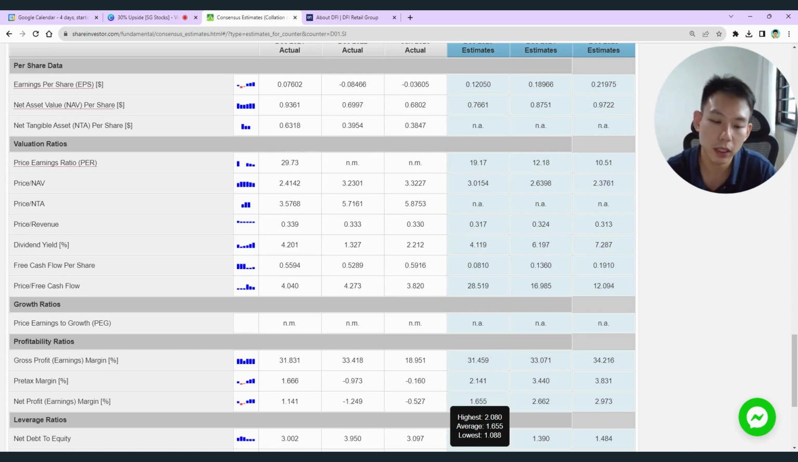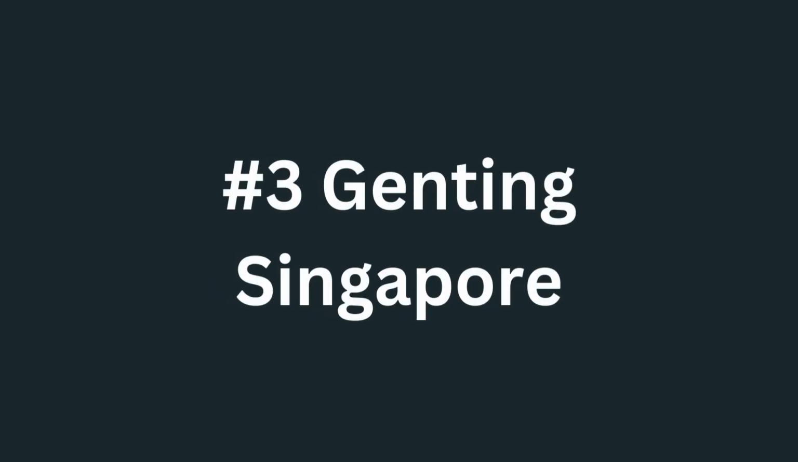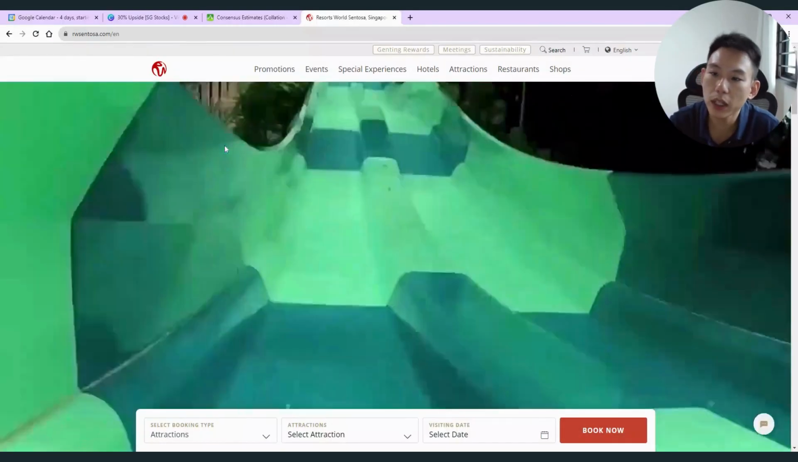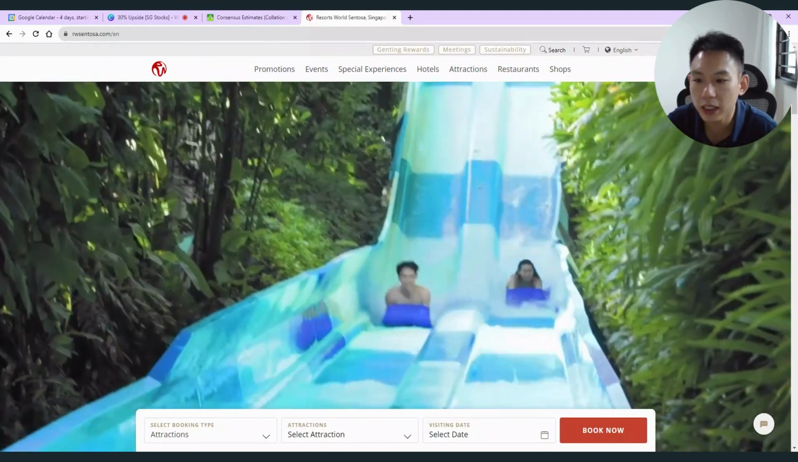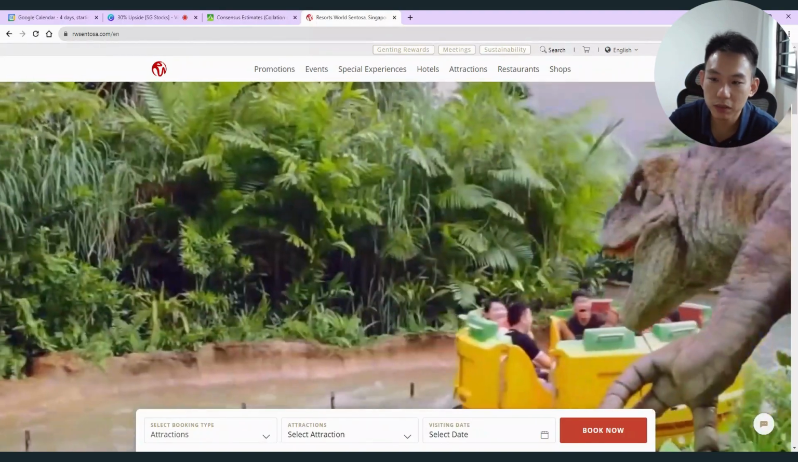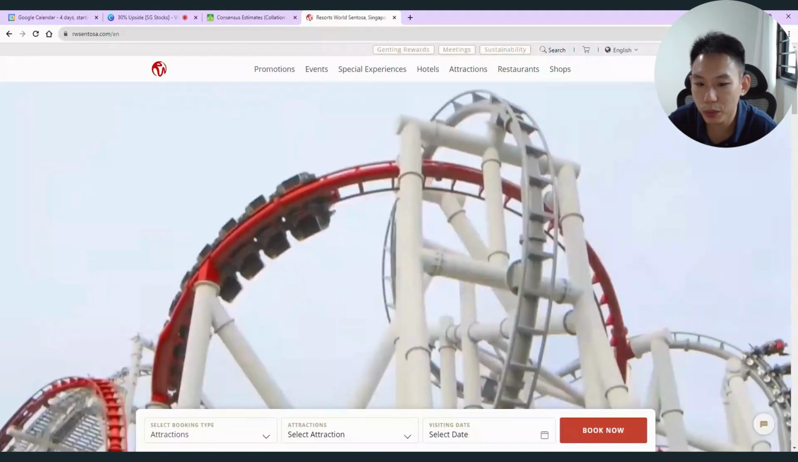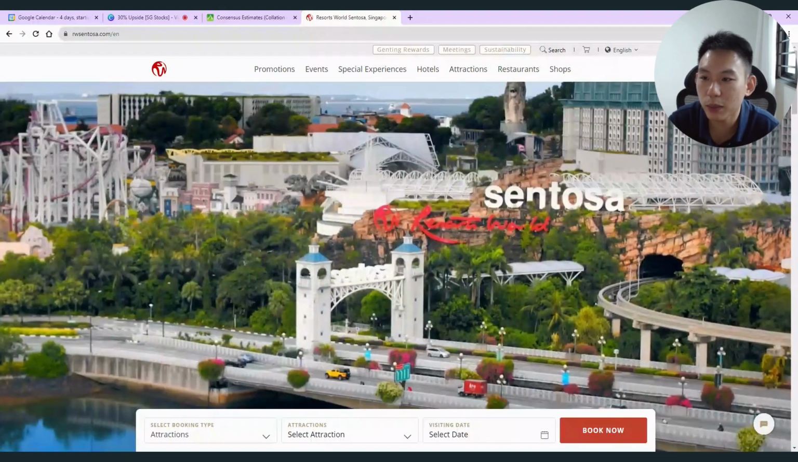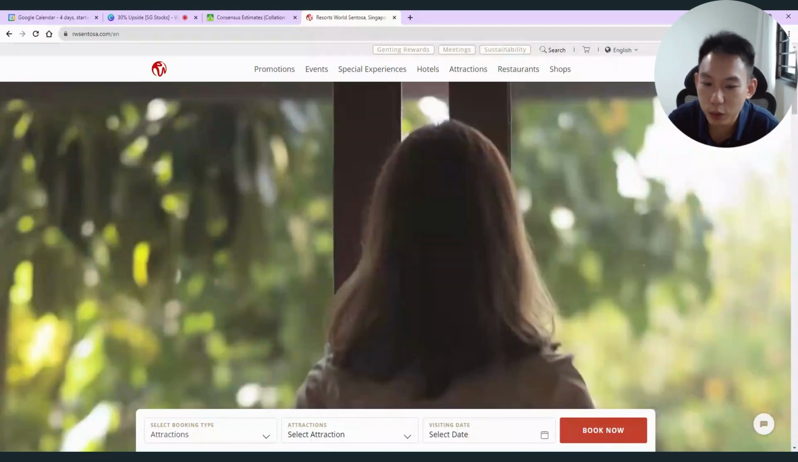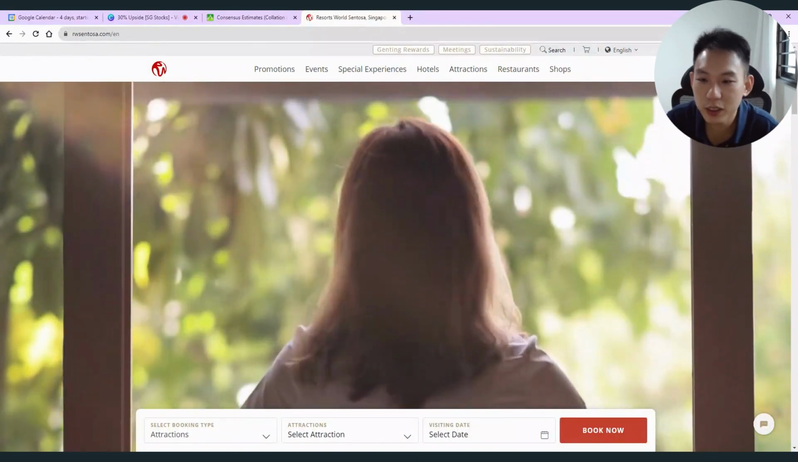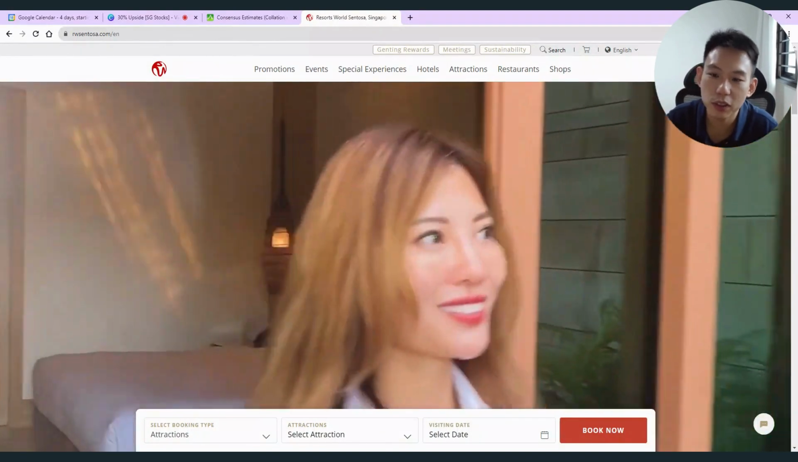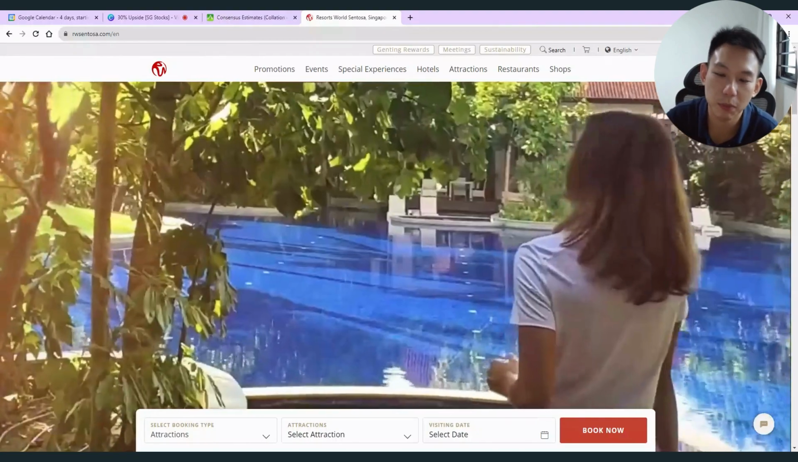All right, so now let's move on to the third stock. If you look at Genting Singapore, you would realize that if you type in the phrase Genting Singapore, you will not see their website. Instead, you must type RW Sentosa, because this whole integrated resort is the entire business of Genting Singapore.